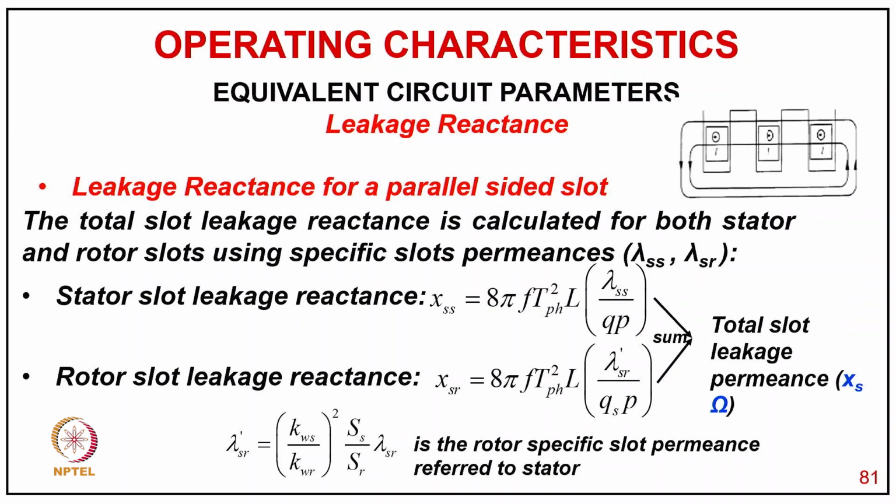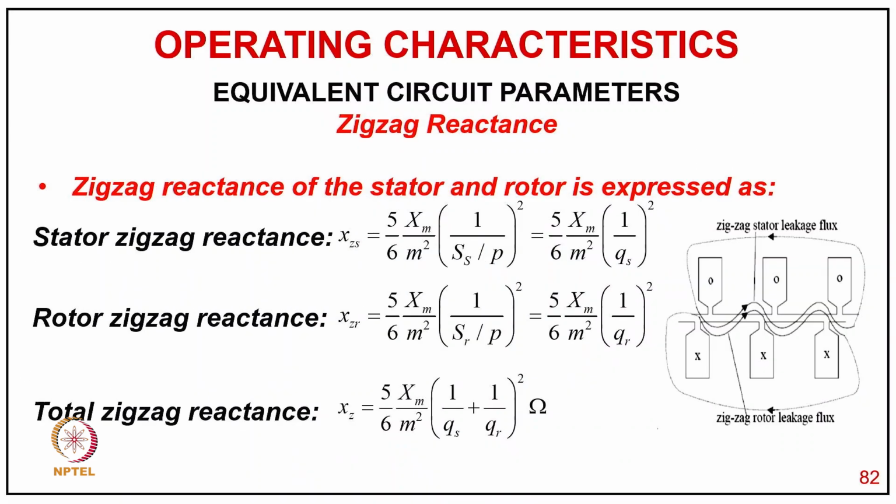Now coming to the leakage reactance, the total slot leakage is typically calculated for both stator and rotor slots using the specific slot permeances lambda SS and lambda SR. So the stator slot leakage is XS equal to 8 pi f T square L T lambda SS upon Q P, and the rotor slot leakage is XSR equal to 8 pi f T ph square L lambda SR dash upon Q P, where lambda SR dash is equal to KWS upon KWR square, SS upon SR, into lambda SR, the rotor specific slot permeance referred to stator.